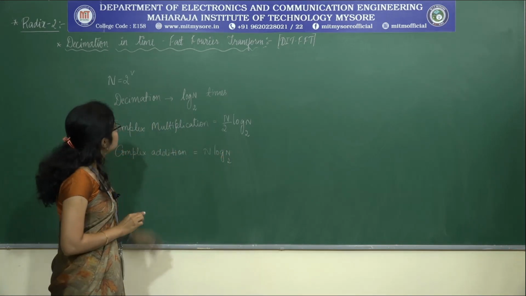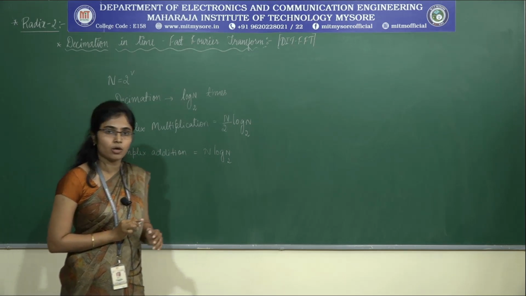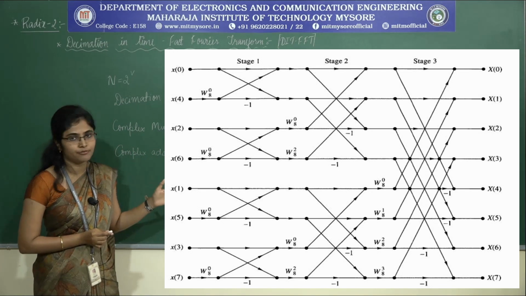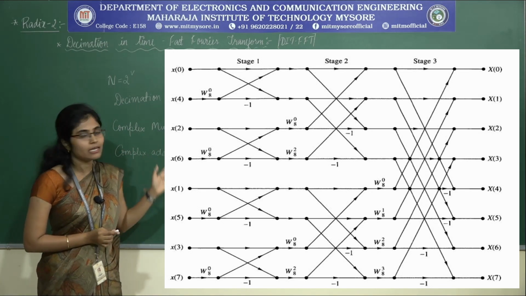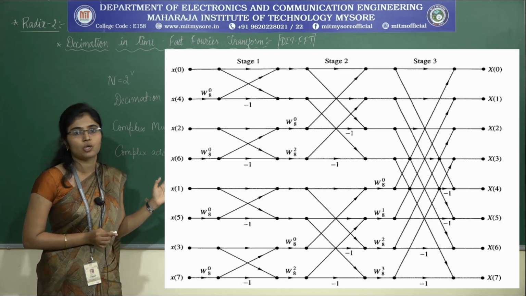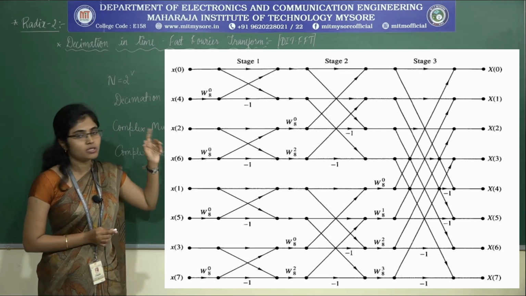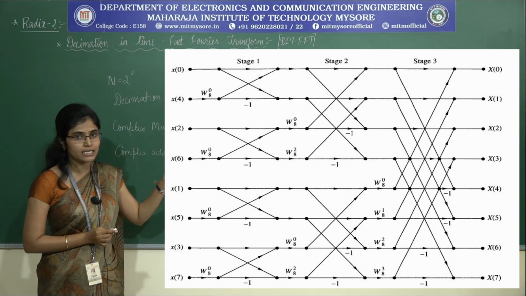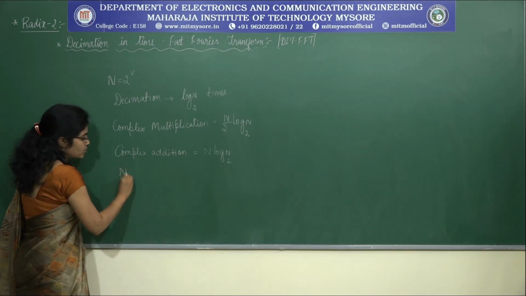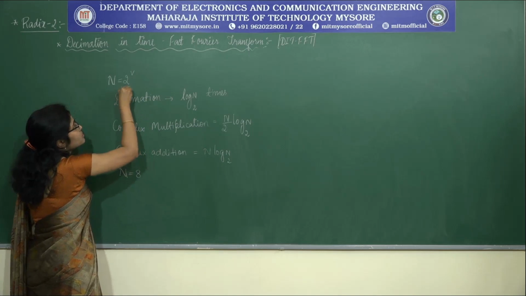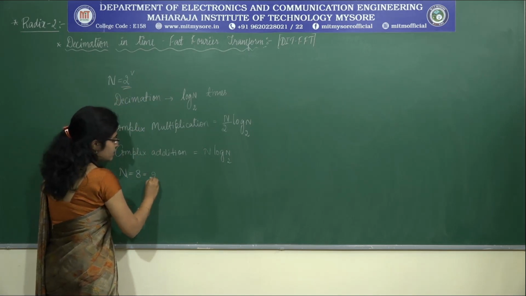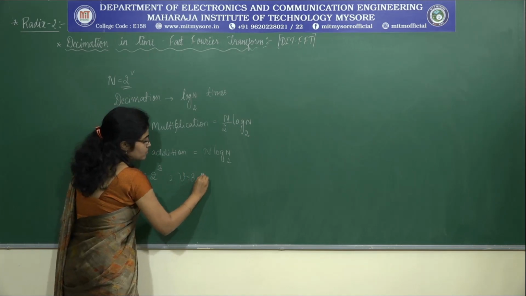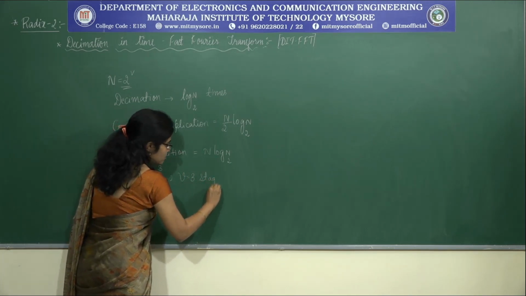So this is all about the DIT FFT algorithm, and the figure shows the basic computation of the DFT with the help of the DIT FFT algorithm. This structure is called the butterfly structure. This structure is constructed by assuming the value of n as 8. If n is equal to 8, I can write it as 2 power 3, so the value of v is equal to 3, which tells us it has 3 stages.